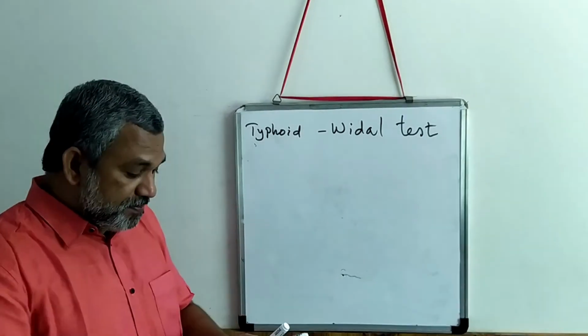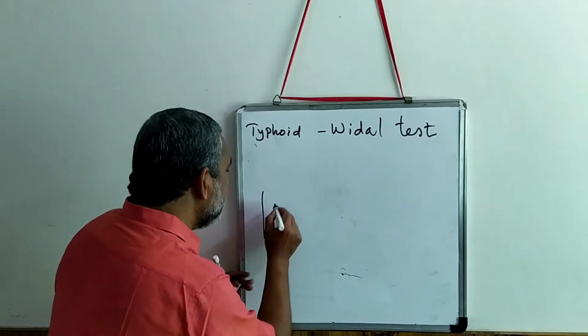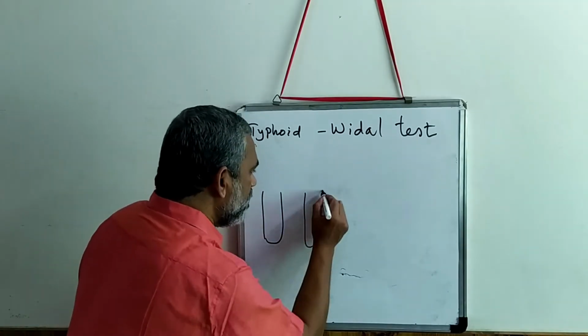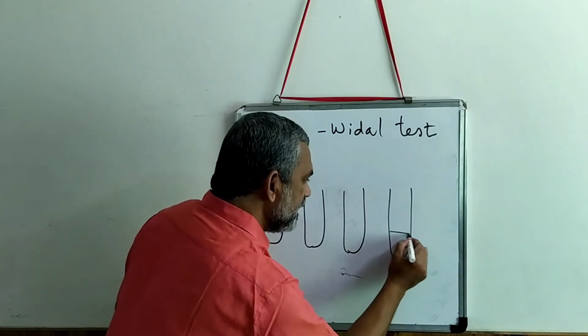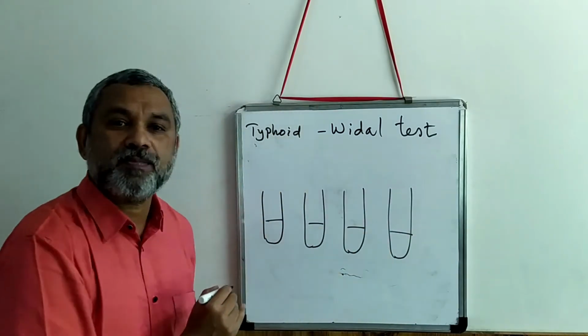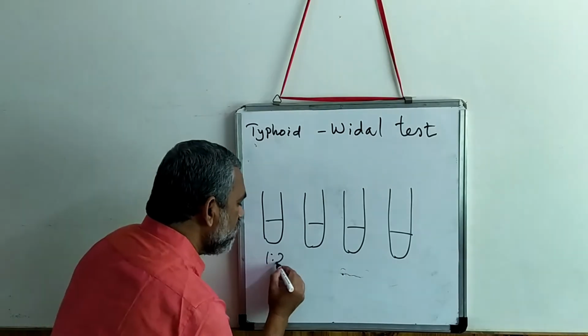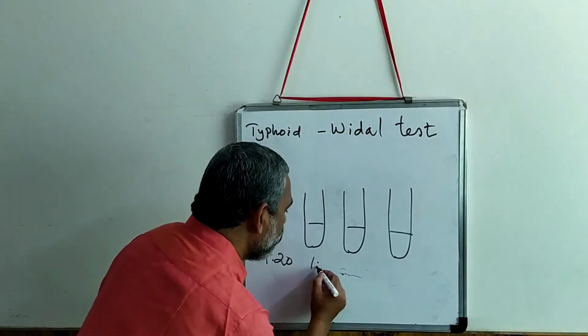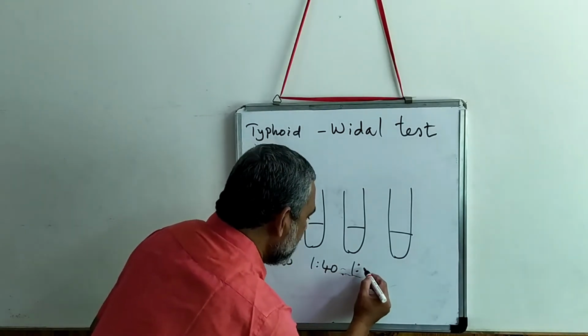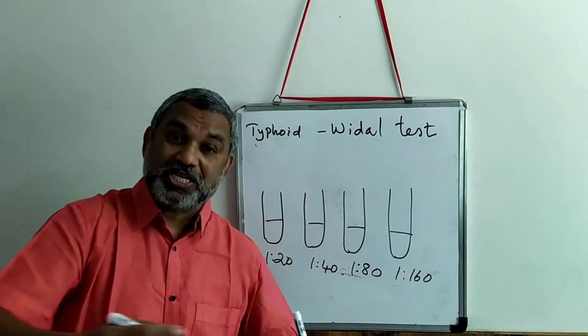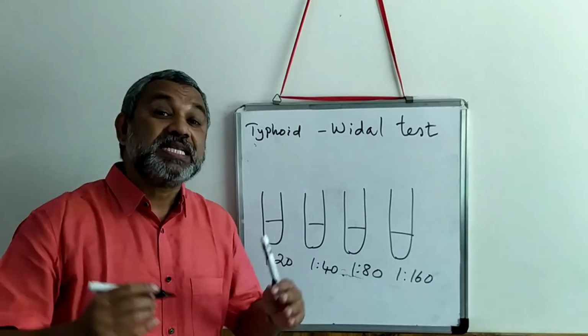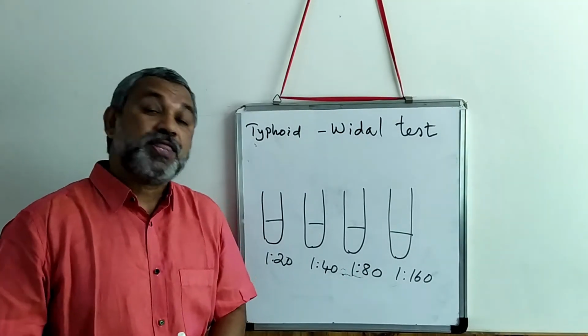Blood is taken, serum is taken, and then serially diluted. Let us take 4 test tubes. It is serially diluted in normal saline. Assume this is 1:20, this is 1:40, this is 1:80, 1:160, and so on and so forth. This way it is serially diluted. Then what do we do?